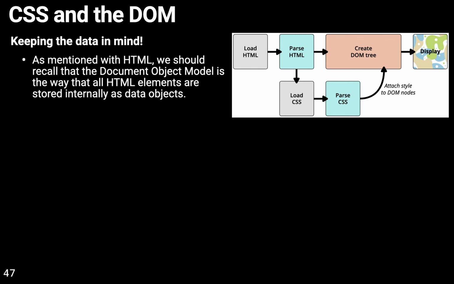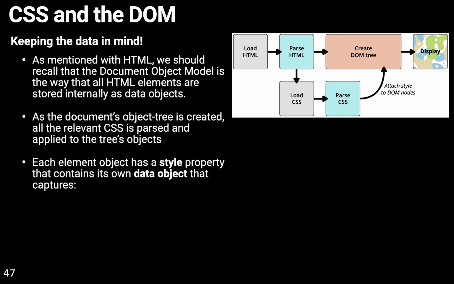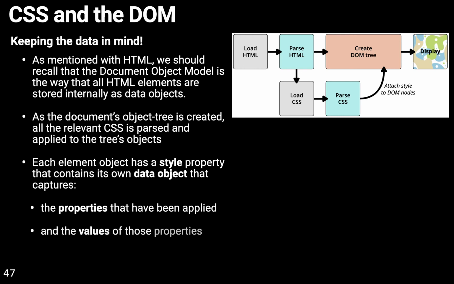So with HTML, recall the document object model is the way that HTML elements are stored internally as data objects by the browser, right? As the document object tree is created, all the relevant CSS is also parsed and applied to those tree's objects. So each element object has a style property that contains its own data object that captures the properties that have been applied and the values of those properties. So essentially, it's the same as when we wrote the style. All that is saying is, hey, shove this data into those objects, and then I'll see you later.